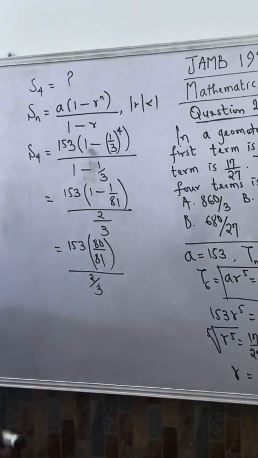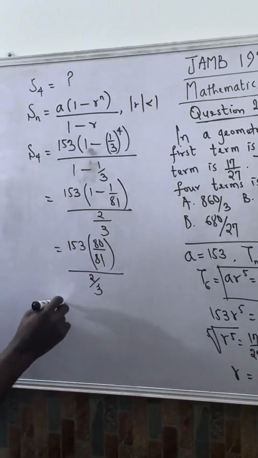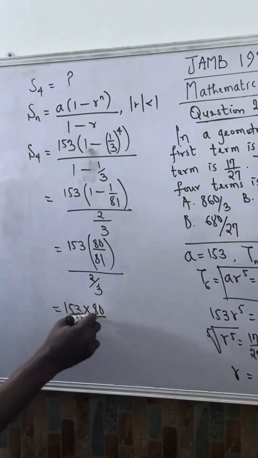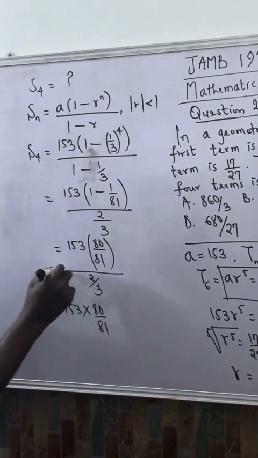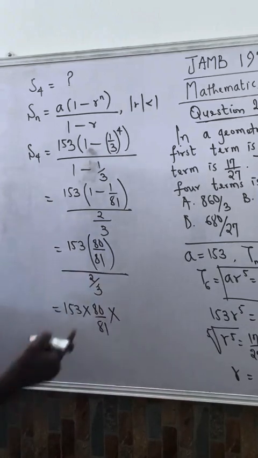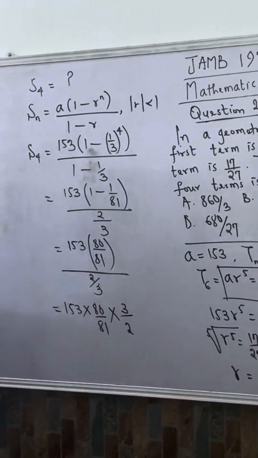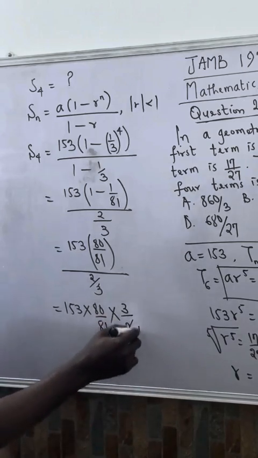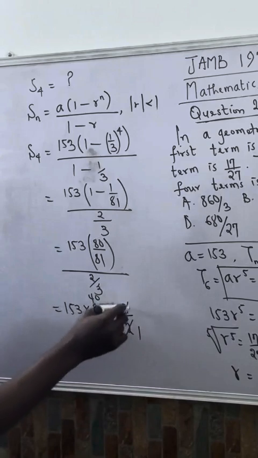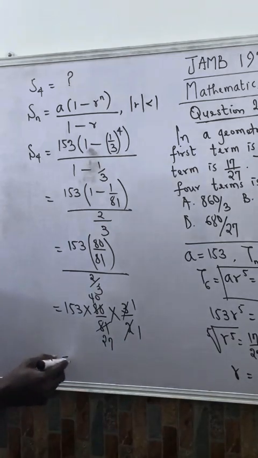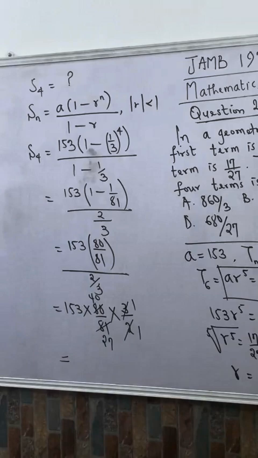So from here, what are the things that can happen? I can have this as 153 times 80 over 81. Instead of writing it as division, I can just write it as multiplication. 3 will come up, 2 will go down. So I will have 3 over 2. So from here, certain things can reduce. 2 here 1, 2 here 40. 3 here 1, 3 here 27. So let us see what's going to happen next. So we are going to be left with 153 times 40 divided by 27.